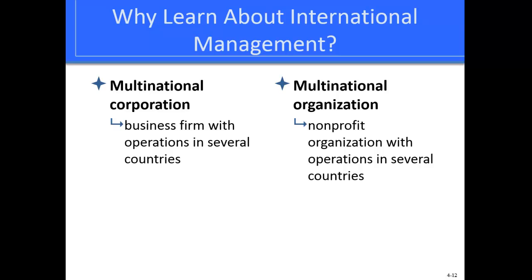So you might ask, well, why learn about international management other than the fact that I could have a competitive advantage? Well, international management is management that oversees the conduct of operations in or with organizations in foreign countries. We have two types here. A multinational corporation, this is a term we should definitely look at. A multinational enterprise is a business firm with operations in several countries. I'm sure you can think of many examples here. And a multinational organization is a non-profit organization with operations in several countries. So we have multinational corporation and multinational organization.